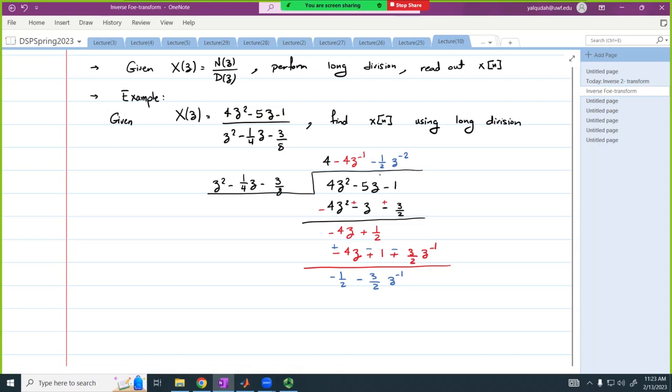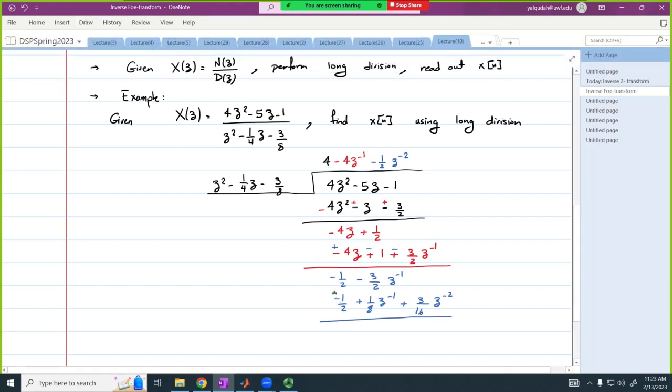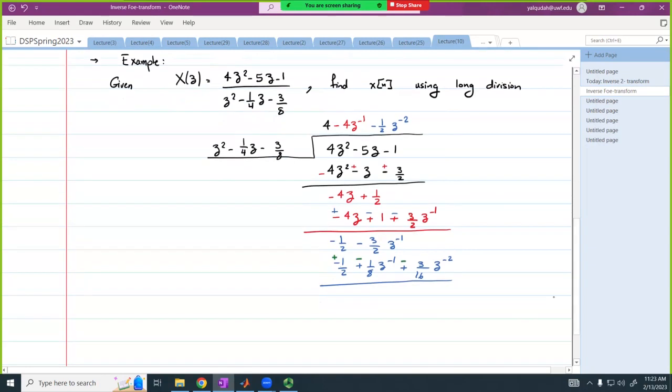So we do the same thing. We multiply. We're going to get minus 1/2. And then we're going to get plus 1 over 8 z to negative 1. We're going to get 3 over 16 z to negative 2. We flip the sign. It's going to become positive, negative, negative. We're going to get negative 13 over 8 z to negative 1 minus the 3 over 16 z to negative 2. And we continue.